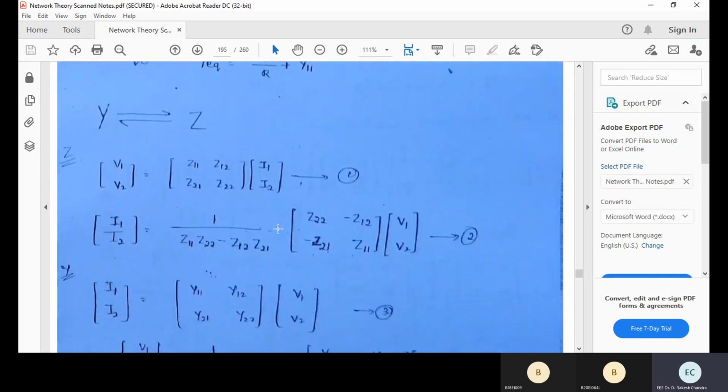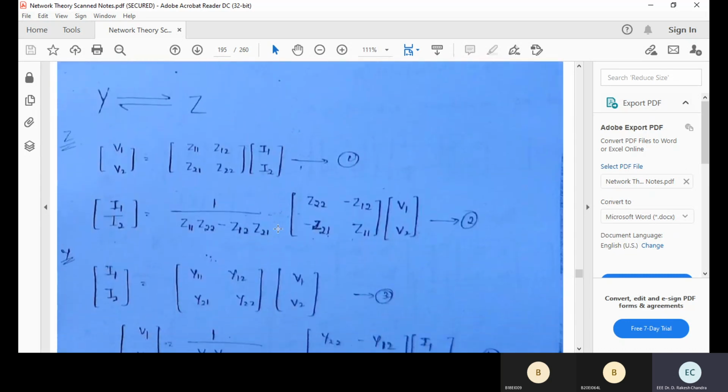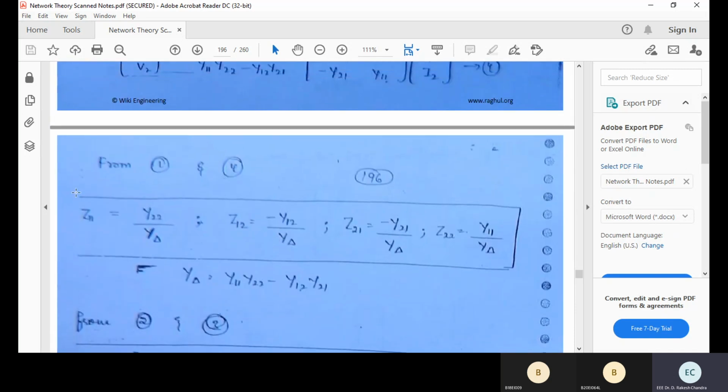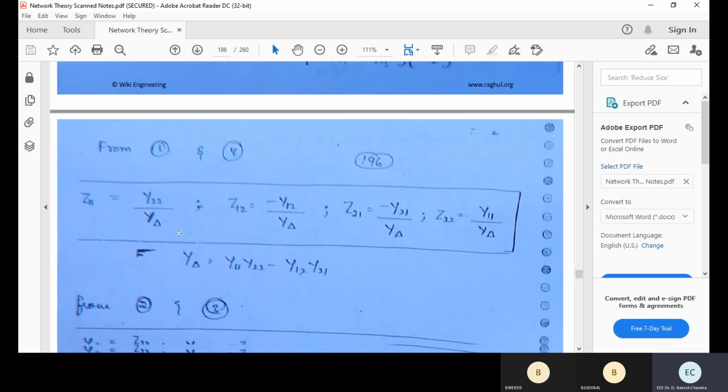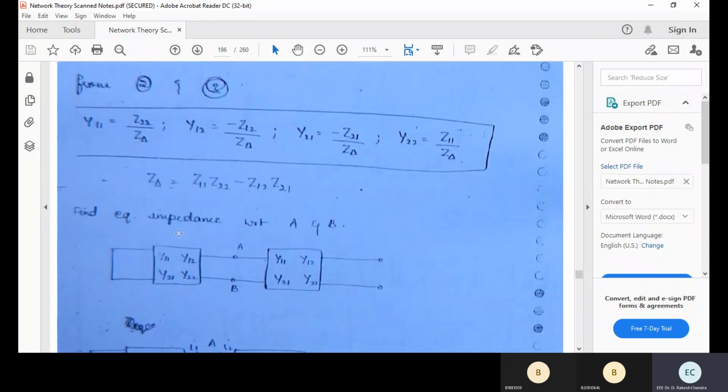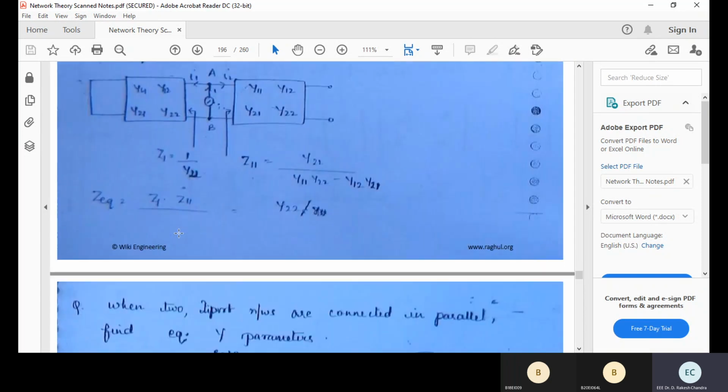These are the V1, V2 matrix and I1, I2 matrix we have seen. We can find out Y parameters from Z parameters by taking the inverse. That's what this one shows: Z parameters to Y parameters, and Y parameters to Z parameters. Your Z matrix is Z11, Z12, Z21, Z22. Your Y matrix is Y11, Y12, Y21 and Y22. You just take the inverse and you will get that.